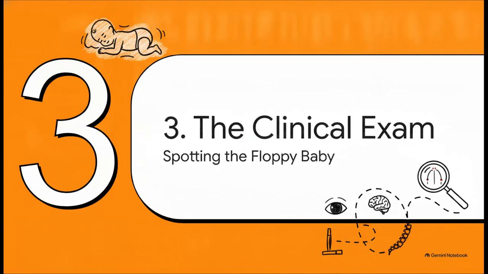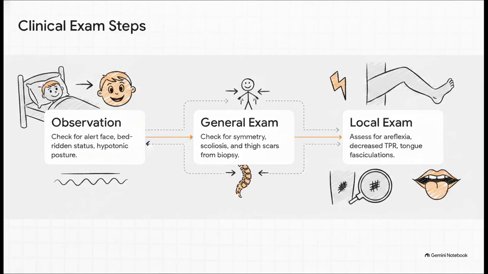Next up is Section 3, the clinical examination, or as I like to call it, spotting the floppy infant. Step by step, this is exactly how you've got to structure your physical exam. Step 1 is your general observation, right from the end of the bed. You'll notice the hypotonic posture. The child is very often bedridden. But crucially, look at their face. It's usually remarkably bright and alert.